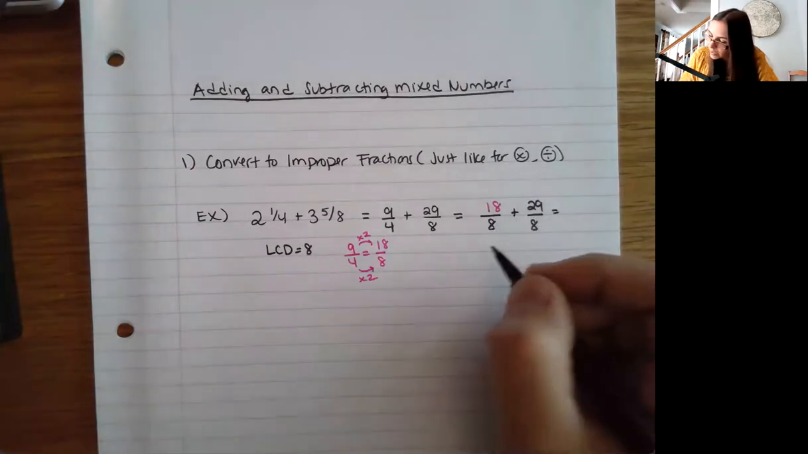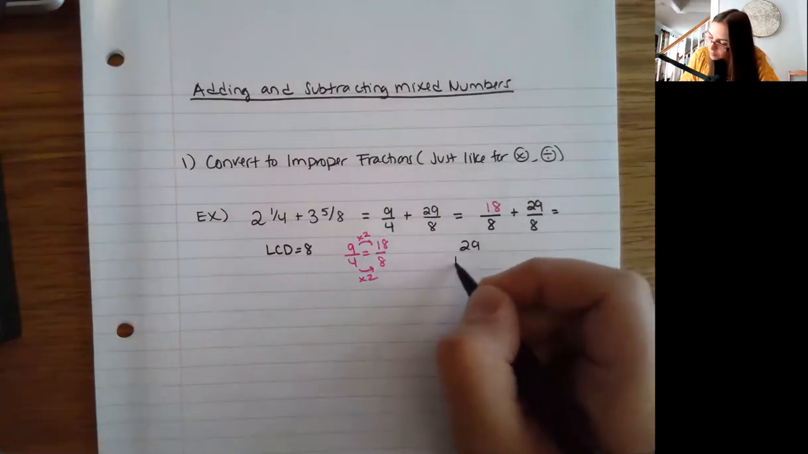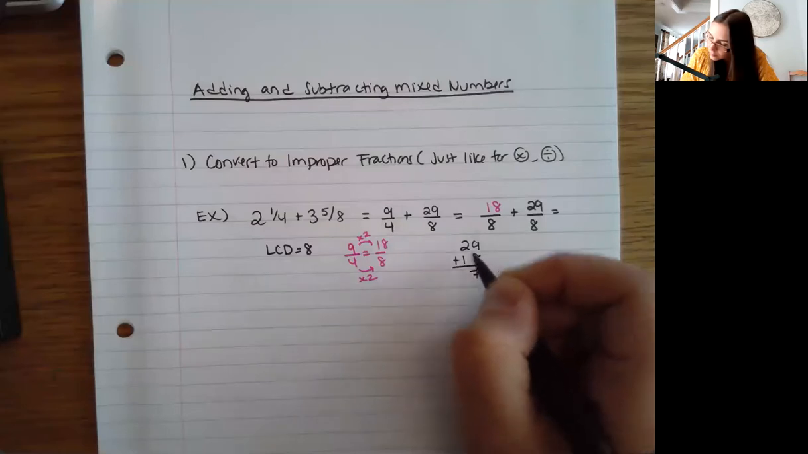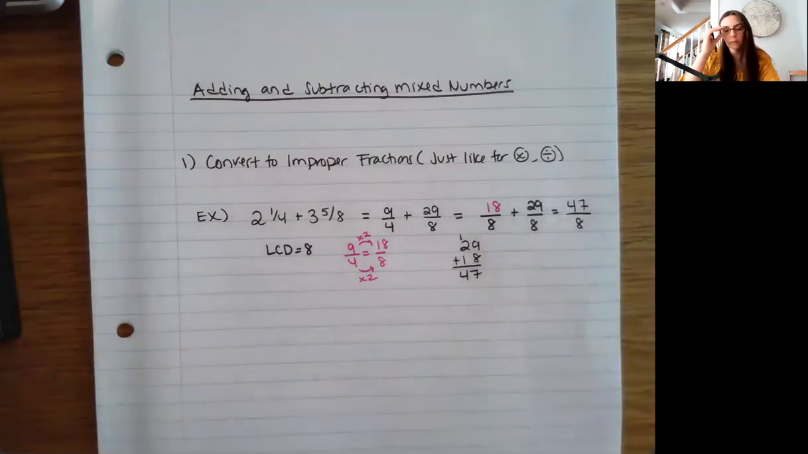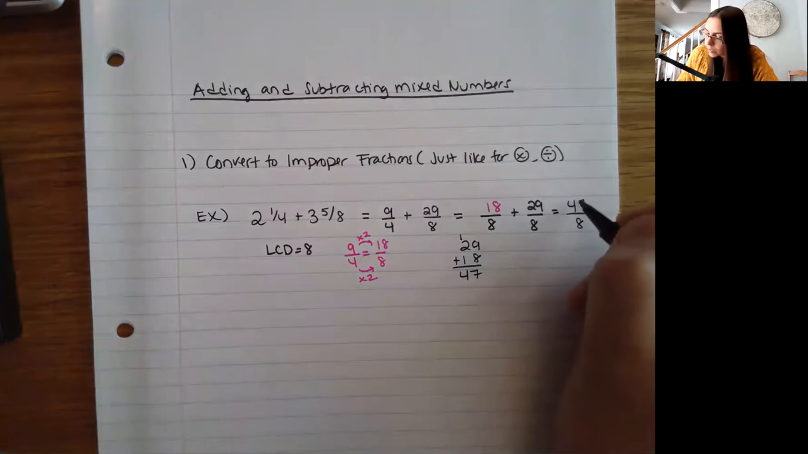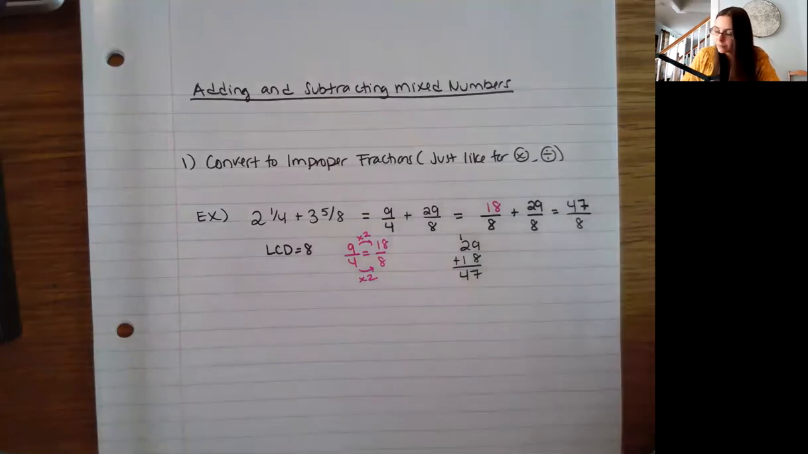Okay, now I can just go ahead and add my numerators. And I have 47 over 8. I would want to check to see if this is reduced or simplified, and it is. So I'll let you check that at home. But if you try to use some prime factorization here, you're going to see that you really can't do anything with that 47 and break it down.